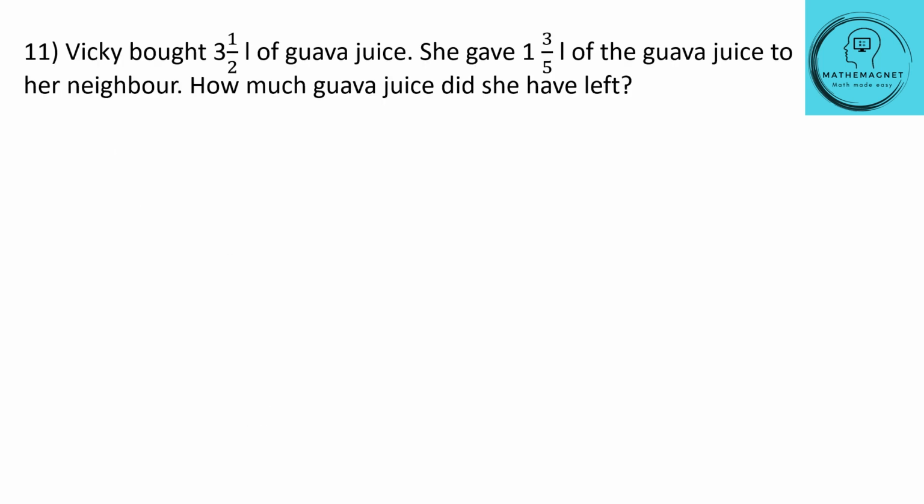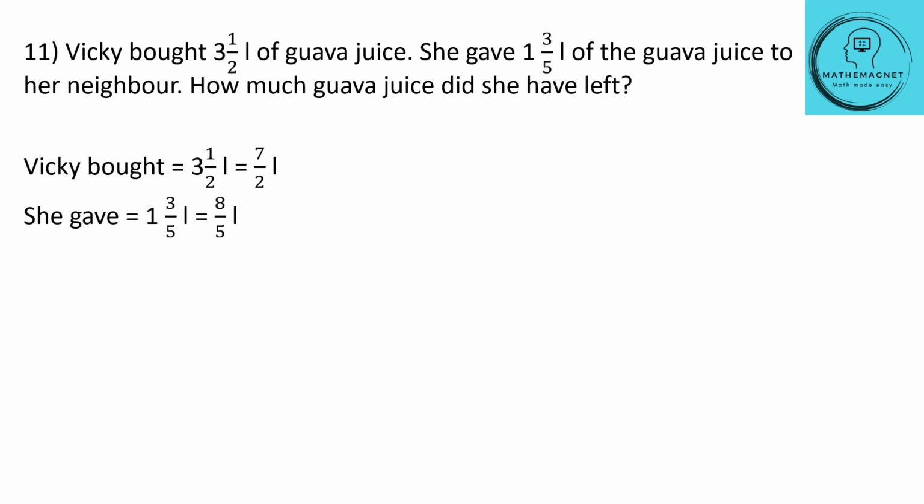Question 11. Vicky bought 3.5 liters of guava juice. She gave 1 3 by 5 liters of the juice to her neighbor. How much guava juice did she have left? So she has 3.5 liters of juice and she has given 1 3 by 5 liters to her neighbor. How much has she left? To find this, we will convert these mixed fractions into improper fractions. 3.5 liters will be equal to 7 by 2 and she gave 1 3 by 5 liters, which will be equal to 8 by 5.